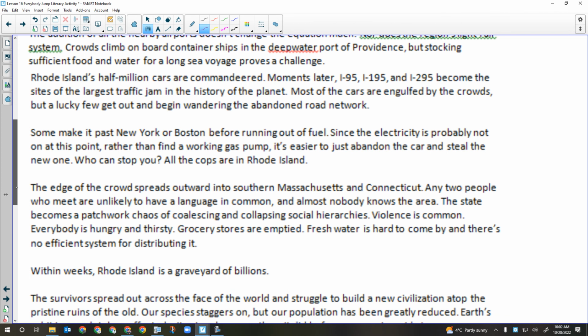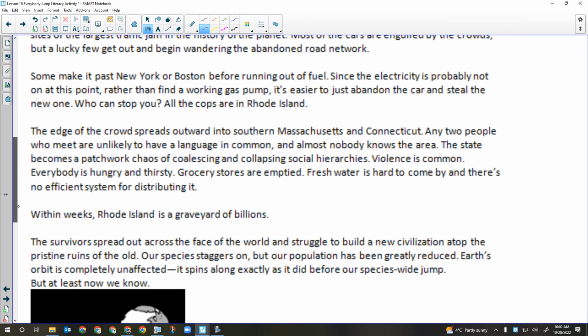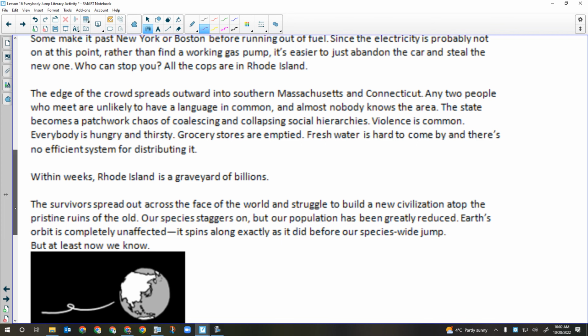This didn't work out very well, because we magically transported everybody there, but we couldn't magically transport them all away. You only use the magic once. All right, so the survivors spread out across the face of the world and struggle to build a new civilization atop the pristine ruins of the old. Our species staggers on, but our population has been greatly reduced. Okay? Earth's orbit is completely unaffected. It spins along exactly as it did before our species-wide jump, but at least now we know.